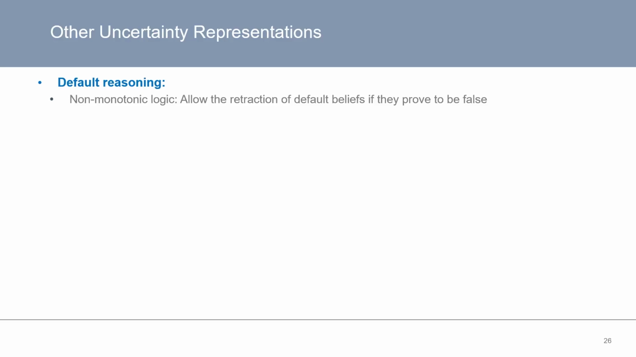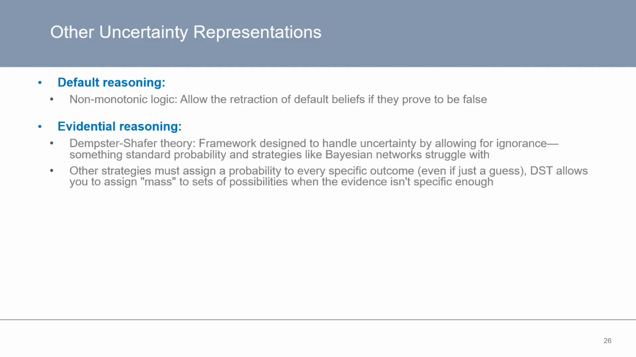Beyond what we've covered in this lecture, there are some other ways to represent uncertainty in expert systems. One of these is default reasoning. Here we have non-monotonic logic that allows the retraction of default beliefs if they prove to be false. There's also evidential reasoning. This is exemplified by the Dempster-Shafer theory, which offers a framework designed to handle uncertainty by allowing for ignorance. This is something standard probability and strategies like Bayesian networks struggle with.